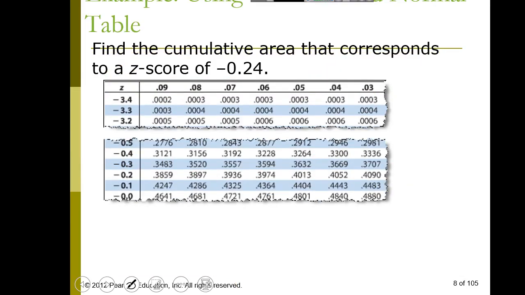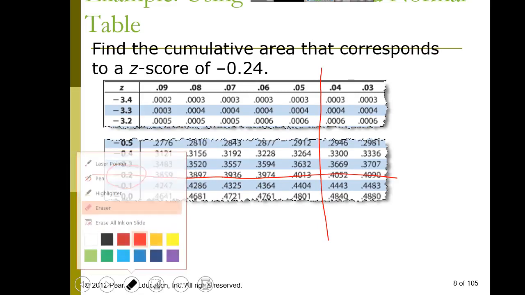How about the cumulative area that corresponds to a z score of minus 0.24? In that table, which I'm also going to share with you, in the leftmost column you choose 0.2, and that is 0.2 here. Then the second digit is 4, so it will be somewhere here, that is 4 and that is 2.